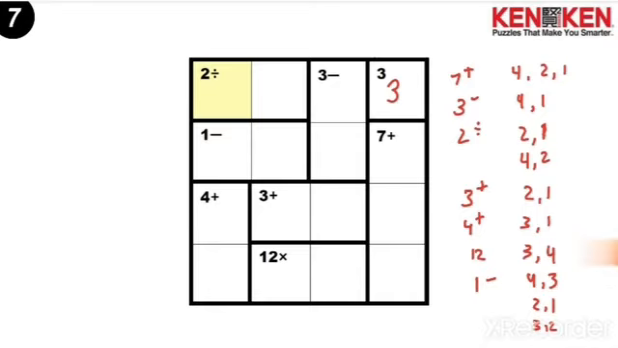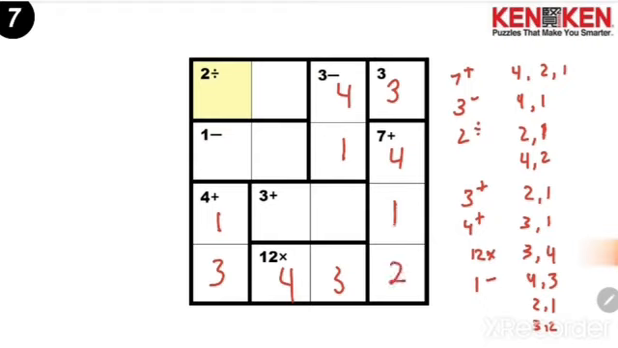So let's try 7 plus because single combination lang siya. Let's do 4 to 1. And then 12 times, that's also single combination. So let me try 3 and 4. 3 minus single combination as well. That's 4 and 1. I have to adjust this. 4 and 3. 4 plus, that's also a single combination. So that's 3 and 1. I have to adjust this. 1 and 2.